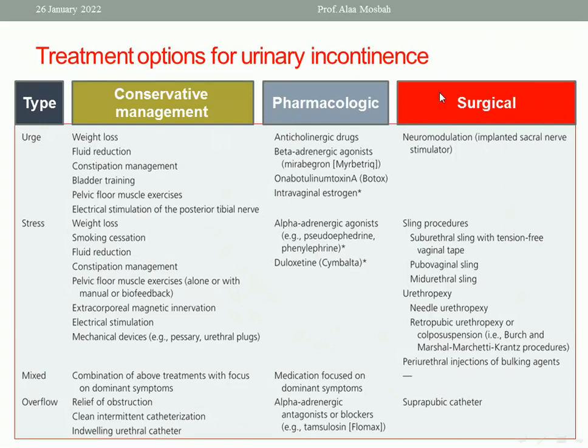What is the surgical treatment? Neuromodulation, use of implanted sacral nerve stimulator. Okay? This is as regards the urge. Conservative management, pharmacological management, and surgical management. Let us go to the stress incontinence. Weight loss in obese patient, smoking cessation, which is a risk factor, fluid reduction, constipation management, pelvic floor muscle exercise, extracorporeal magnetic innervation, electrical stimulation, mechanical devices like pessary, like urethral plugs, okay?